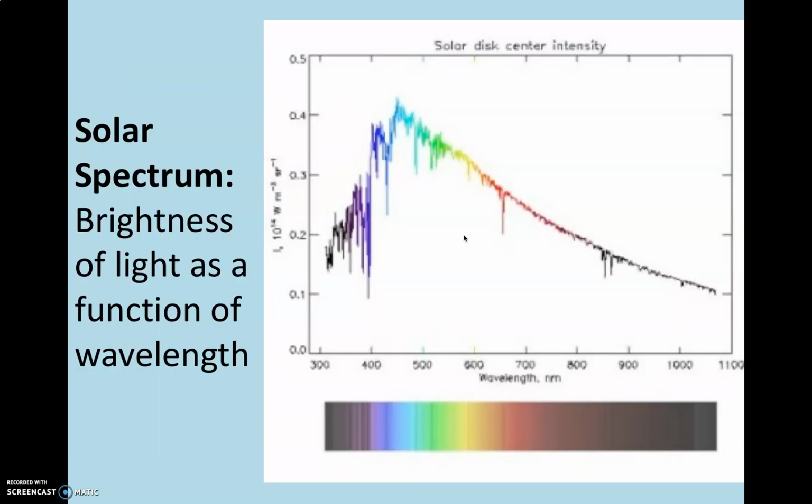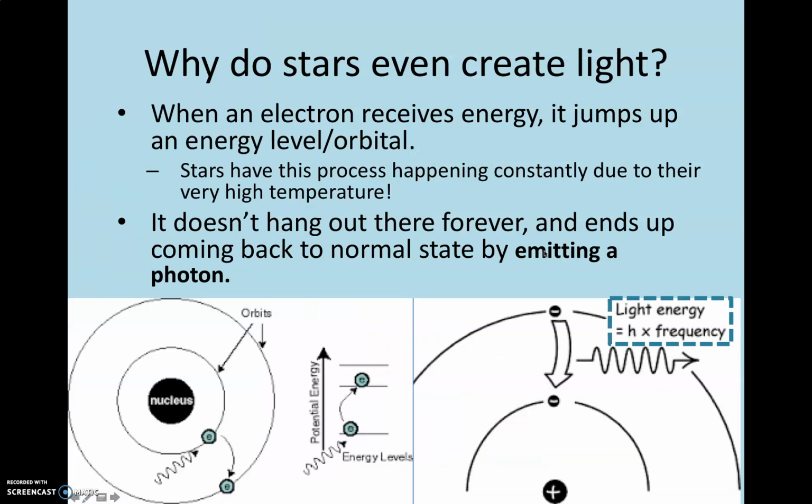We can look at that stellar spectra in a different way, in a graphical way, where we not only have the frequency or wavelength of that light, but we also have plotted here the intensity. So we can see that it has a peak intensity, and then it kind of falls off, and all stars sort of have a similar curve. But why do stars even create light? Why do they shine?